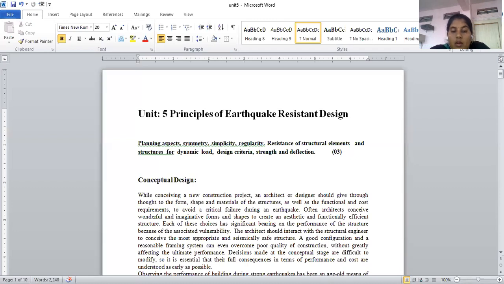Below this write down: have uniform and continuous distribution of strength, mass and stiffness.